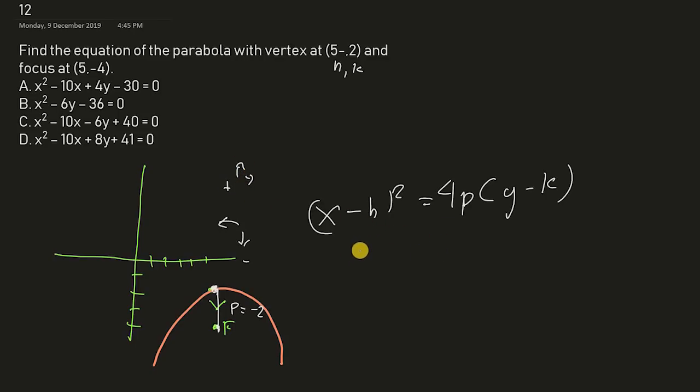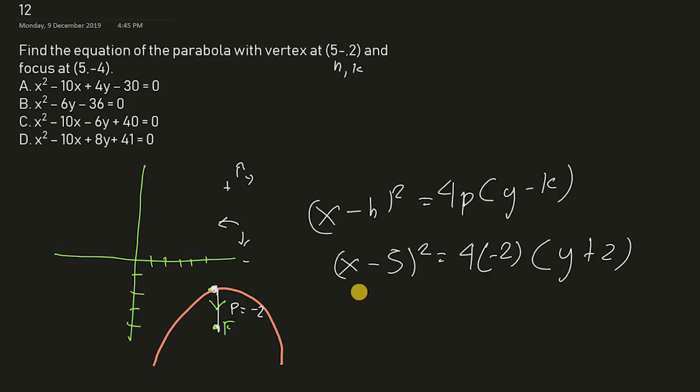So, I'll just substitute and I can get now the equation of the parabola. So, that's (x minus h), h is 5, squared is equal to 4p. p is -2. (y minus k). Ang k ko is -2, so that would be equal to plus 2. Expand ko to. This would be equal to x squared minus 10x plus 25. This would be equal to -8y, di ba? -8y, i-transpose ko sa dalawa. Distribute ko, I should say, this is negative 8 times 2 is negative 16.